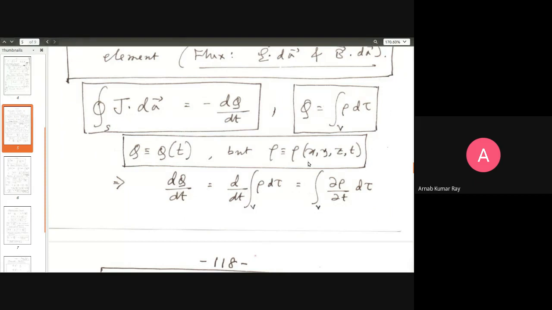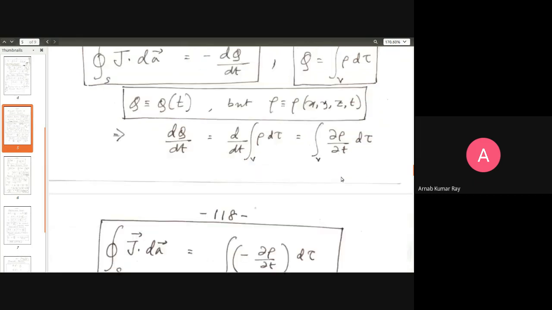But rho is a function of x, y, z, and t. Therefore, when you want to take the derivative of the charge density rho, you have to be a little careful. You will have to write del t to indicate that you are only interested in the variation of rho as a function of time and nothing else. So that is why you write del rho by del t d tau.